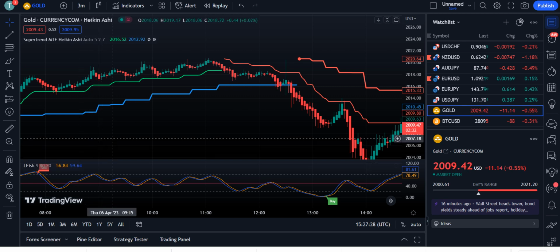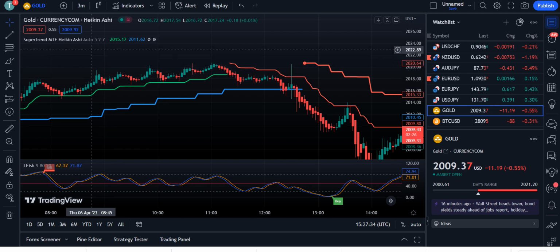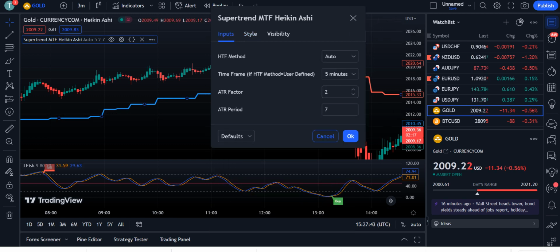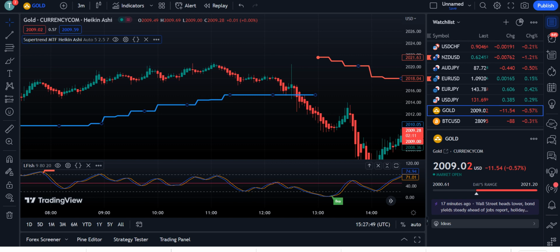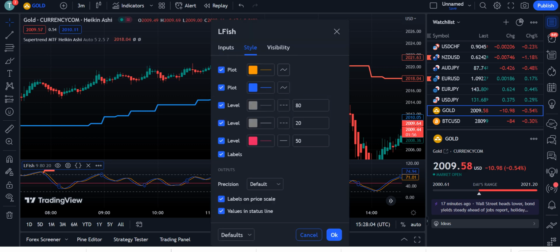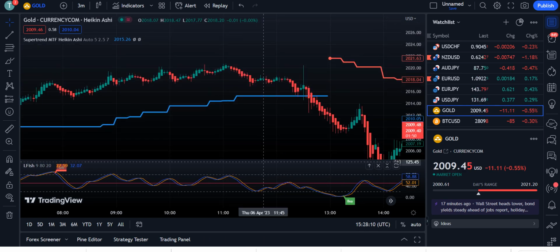Okay, here I have these two indicators. As you can see, now our chart will be looking like this. Now I will go into the settings of the Super Trend indicator. I will uncheck the Super Trend in the style section, and then I will go into the input section. I will change the ATR factor from 2 to 2.5 and click OK. I will show you the settings of the Limited Fisher Transform indicator as well. Its length is 9, upper limit is 80 and lower limit is 20. And the style is also shown here, so we are not going to change anything in it. Click OK.